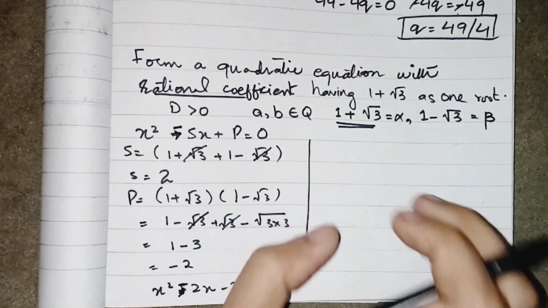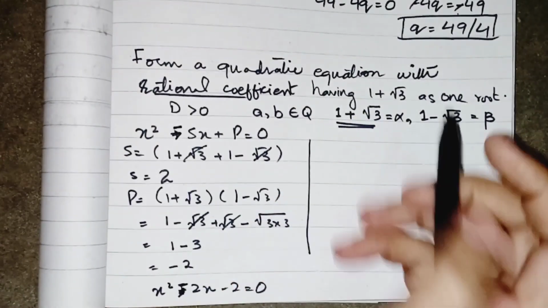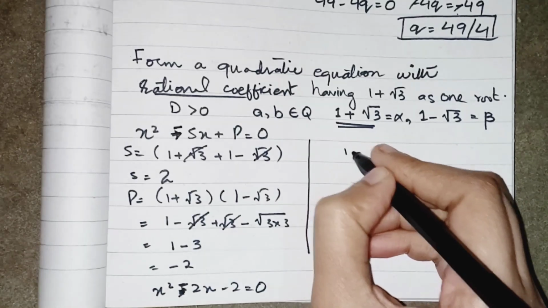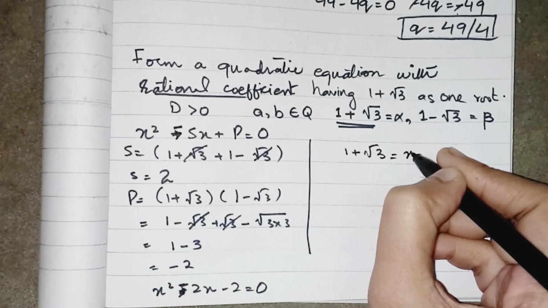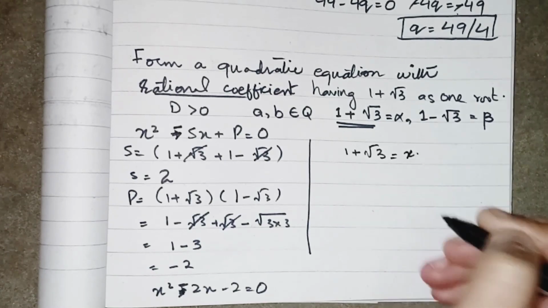Okay, so what will be the other method? The other method tells us that we have x minus 1 plus root 3 equal to, for example, x.